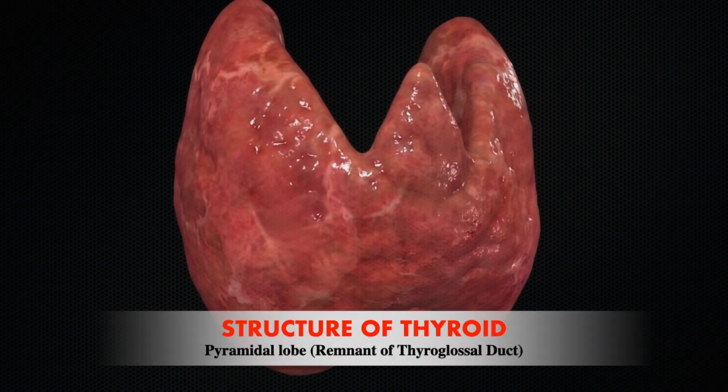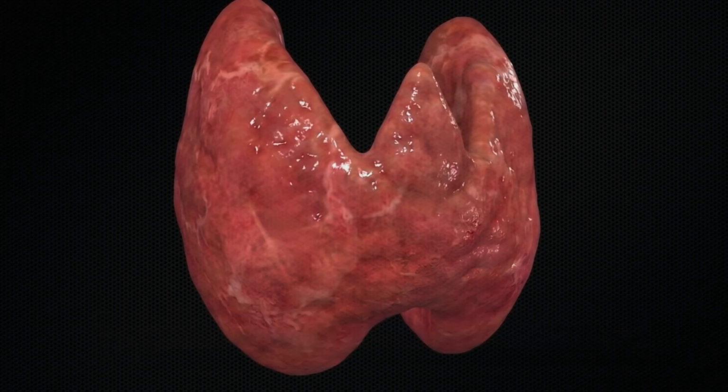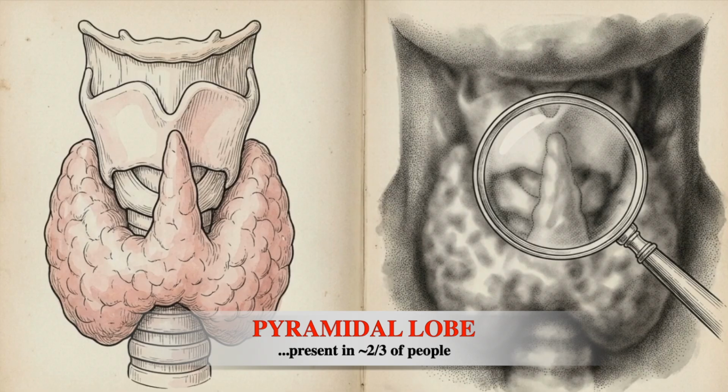There is an important anatomical variant called the pyramidal lobe. It is an embryological remnant that typically extends superiorly from the isthmus. While this structure is present in roughly two-thirds of people, it is only visible on standard diagnostic imaging in about 10% of cases.